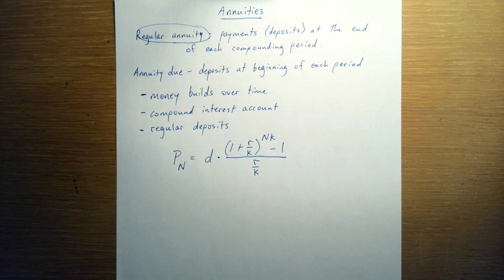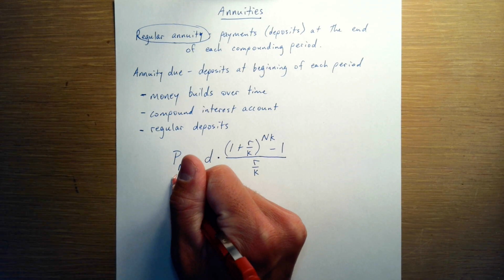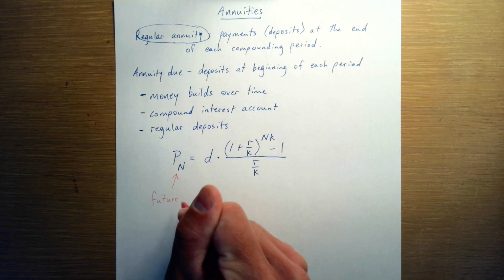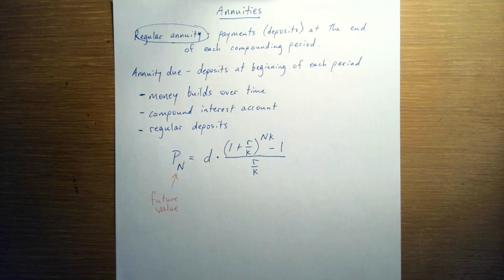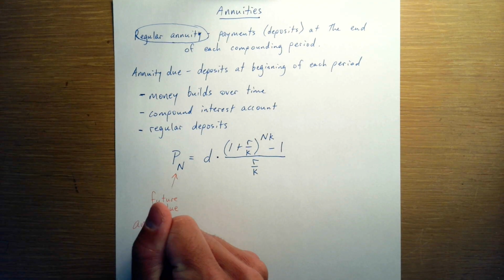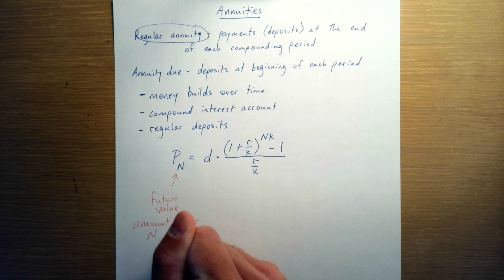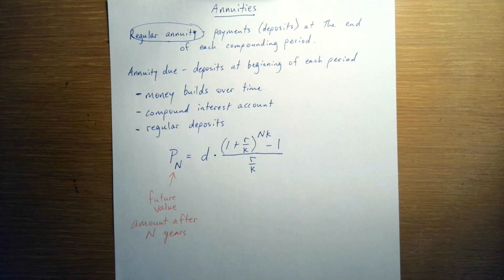It's pretty complicated. There are a lot of variables in it, so I just want to go through real quick and identify each one. This piece here is called our future value. And the future value is the amount of money that will be in the account after n years. So in other words, we can call this the amount after n years. That means you've been making these regular deposits, you've been accruing interest for n years. How much money is in there total?